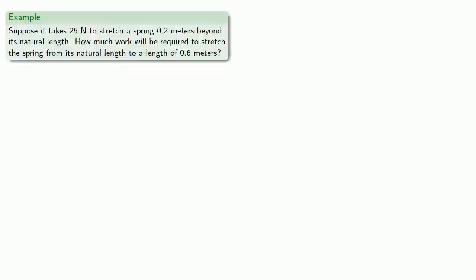Since work is the product of force and distance, we can compute the amount of work needed to stretch or compress a spring. Because the force varies, we need to sum over short intervals where the force is essentially constant. For example, suppose it takes 25 newtons to stretch a spring 0.2 meters beyond its natural length. How much work will be required to stretch the spring from its natural length to a length of 0.6 meters?